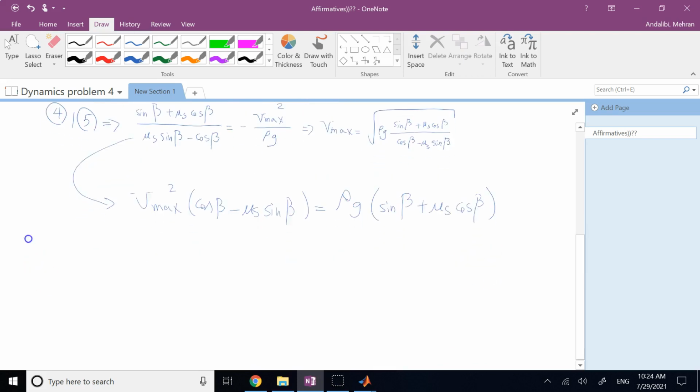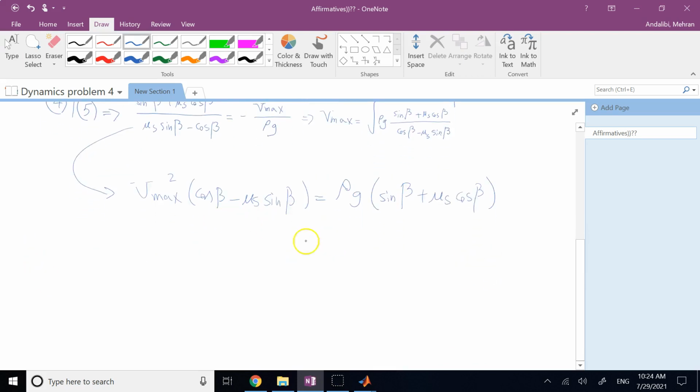And here you bring all the sines to one side, all the cosines on the other side. If you do so, on this side you will have cosine of beta, and this is going to be Vmax squared minus rho g mu s. On that side you will have sine of beta, that is going to be rho g plus mu s times Vmax squared.